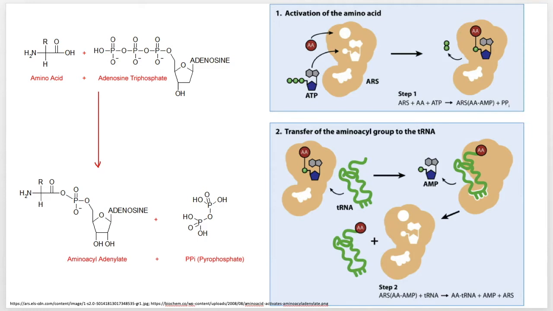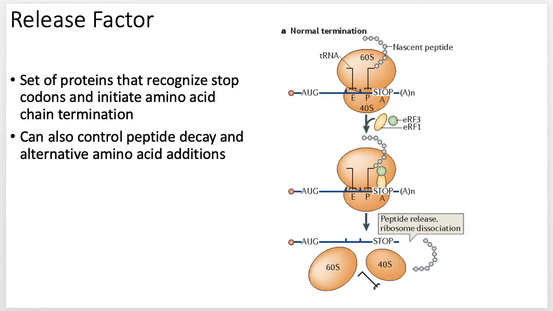Now, they mentioned something called the release factor, and that's something we haven't talked about yet. So when you actually need to be completely done with your amino acid chain, then you have the binding of not just one protein, but a series of potential proteins that can bind to stop codons.